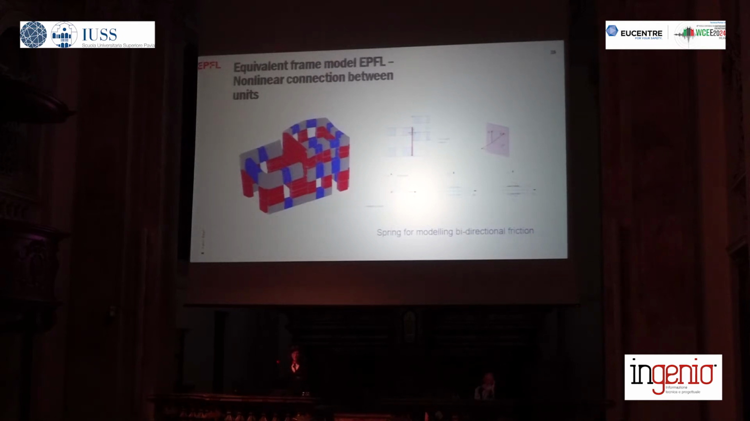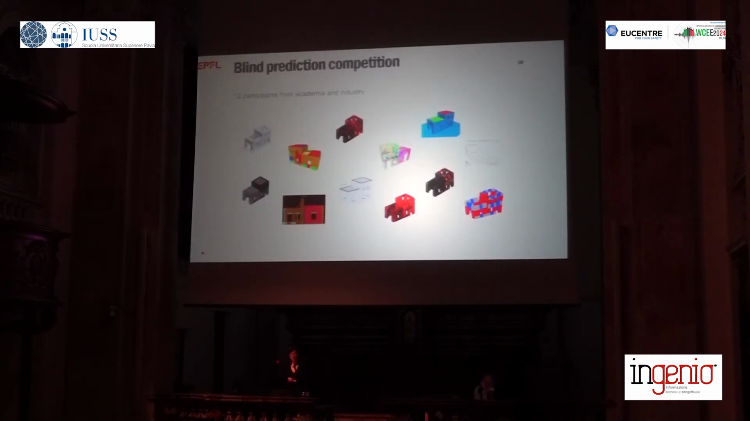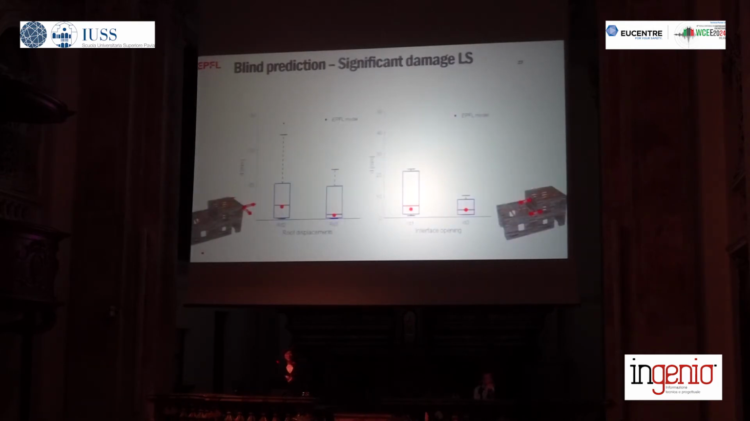And as I said, that was our EPFL model, but as I said, we organized the blind prediction competition, and here we had really 12 participants with, I think, a total of 13 models, mainly from academia, but also 2 contributions from industry. And when the blind prediction submissions came in, and we then plotted the EPFL model against the distribution of the predictions by the participants, we thought, not too bad, we are around the median value here.